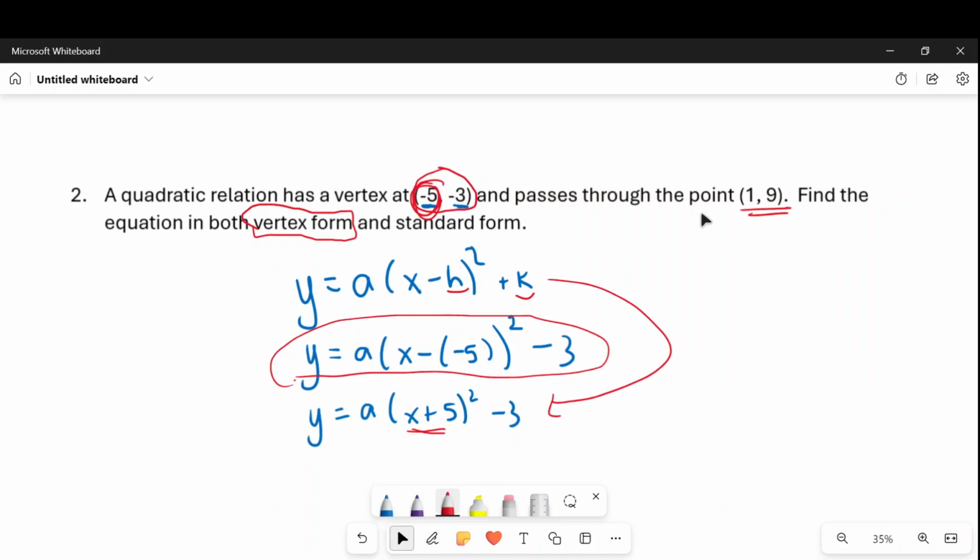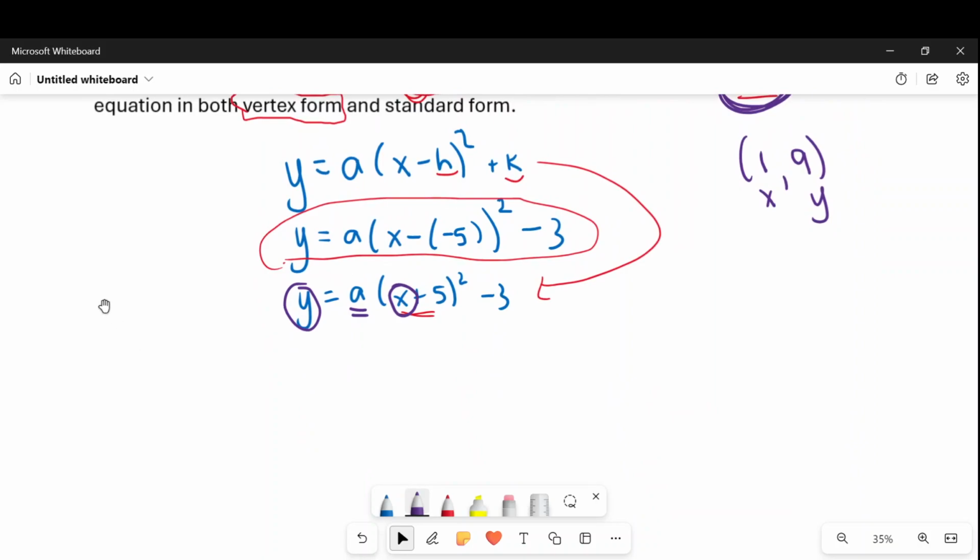And then how do I solve for a? Well, the way we solve for a, especially because we don't have a diagram or a graph, is we have to take another known point. So I know that there's a point at 1, 9, and that is a point on this parabola or on this quadratic. And that means I can use the x and y values from that point. I can sub them into this equation for x and y, and that will allow me to solve for a.